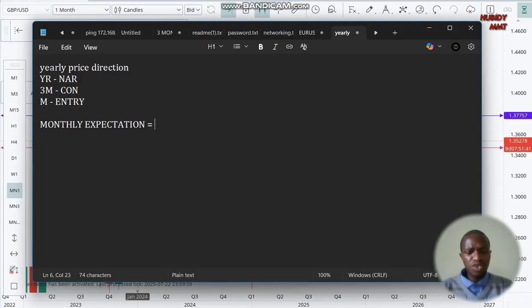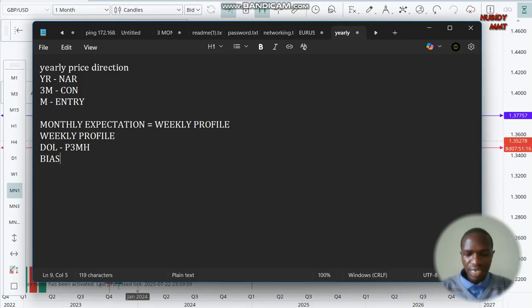So monthly expectation is equated to weekly profile. And for you to trade weekly profile, this is the trading plan. So we are saying the drawn liquidity is our monthly expectation, which is the previous 3 months high.